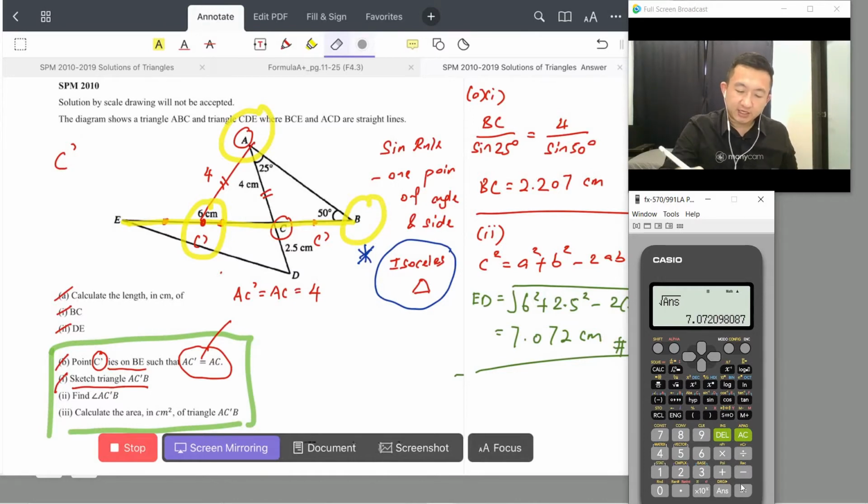So the second keyword here is sketch. You have an isosceles triangle, and you will see the keyword here, sketch. So this is the second keyword to tell you that this is an ambiguous case. So let's sketch it out.